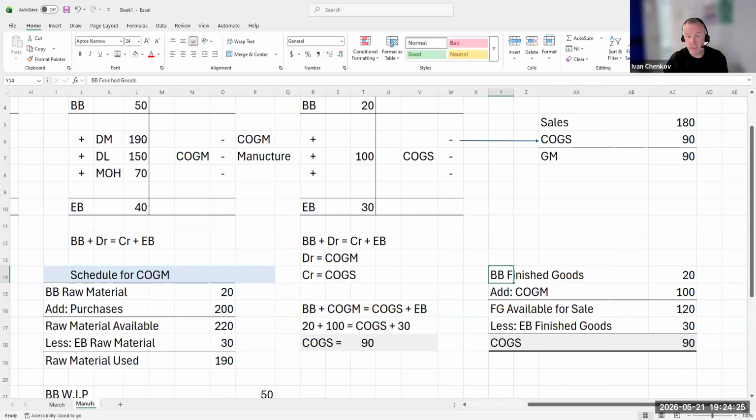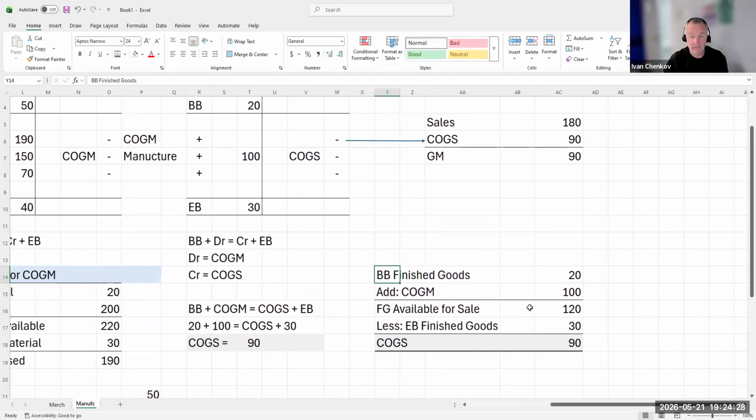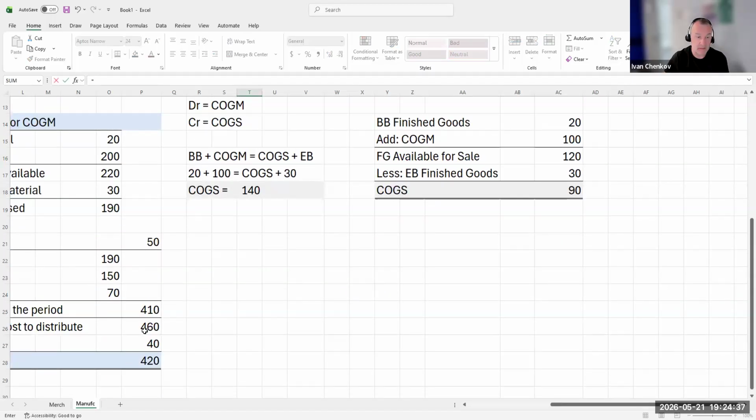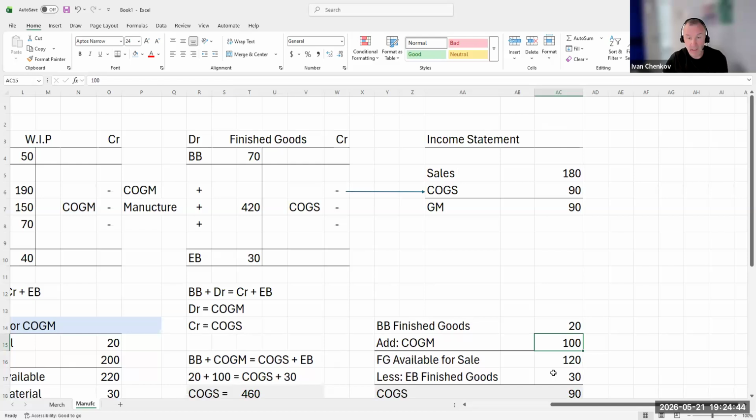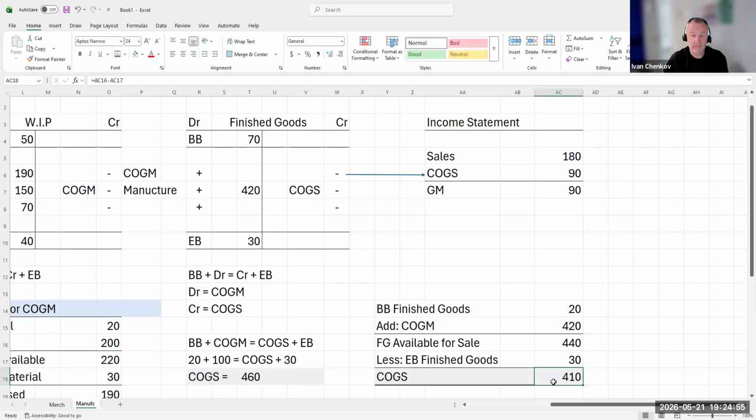Now, in this case, what's going to happen is I'm going to get the finished goods. Let's change this number to be now 70. And then I'm manufacturing something, which manufacturing cost in this case is 420. So that's 420. Come here, cost of goods manufactured, and my ending balance is 30. That's good because we don't want to have too much available. And that's going to give me 30 here, and then left 410. That's cost of goods sold.